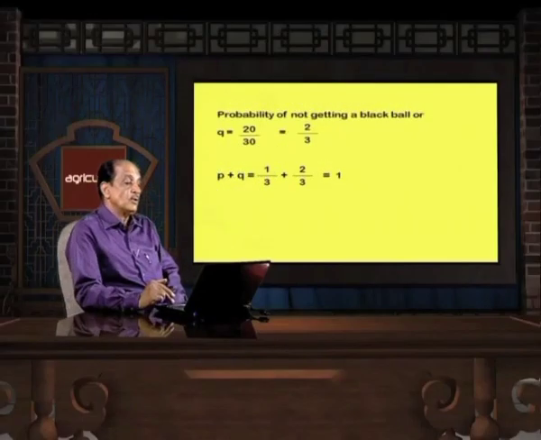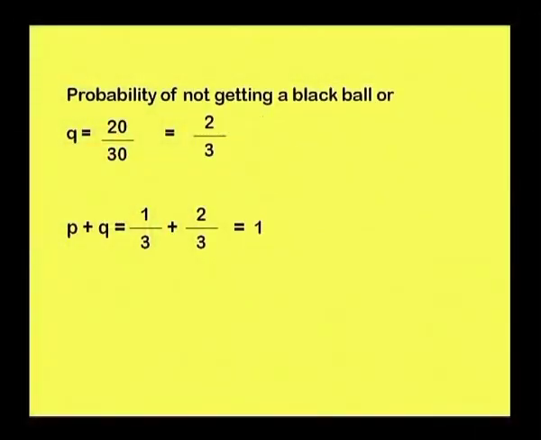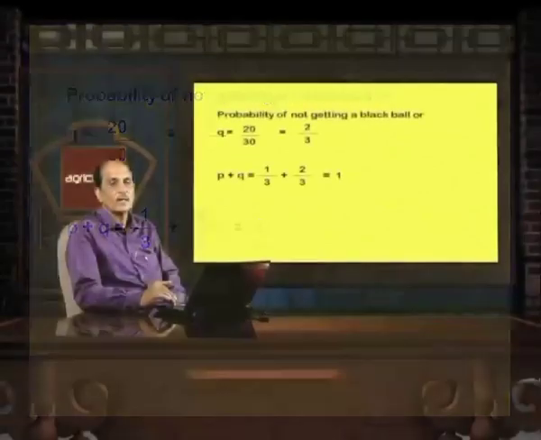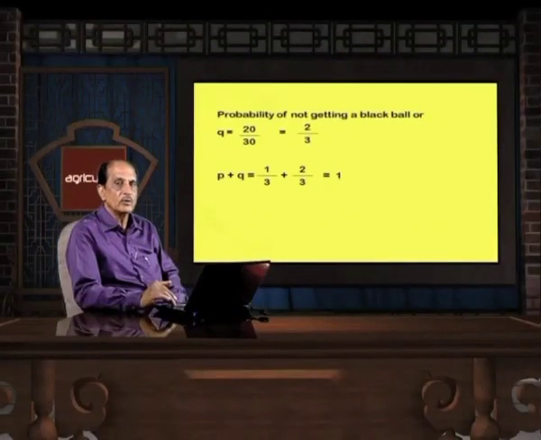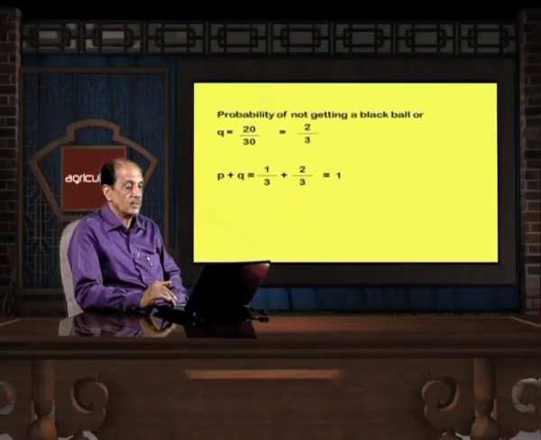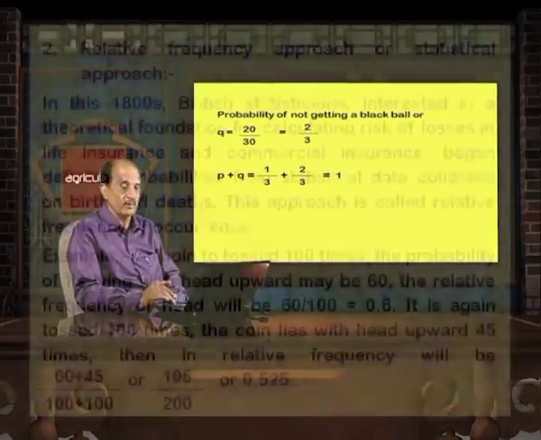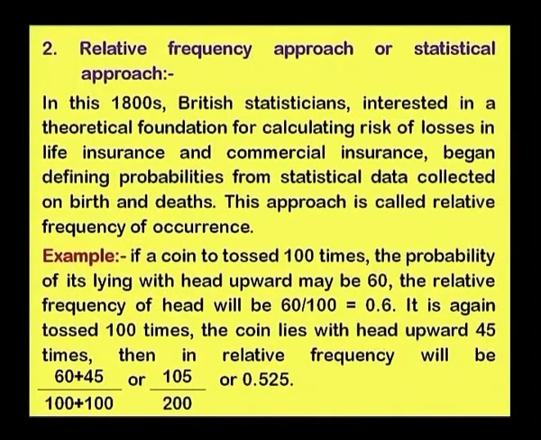Now, what is the probability of not getting a black ball? So, Q is equal to 20 divided by 30, we get 2/3. Now, P plus Q is equal to 1/3 plus 2/3, which is equal to 1. So, we can say 1/3 refers to the happening of the event and 2/3 refers to the not happening of the event, but the total probability is 1.